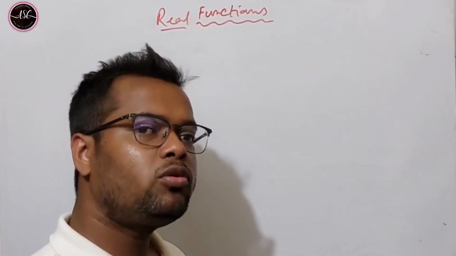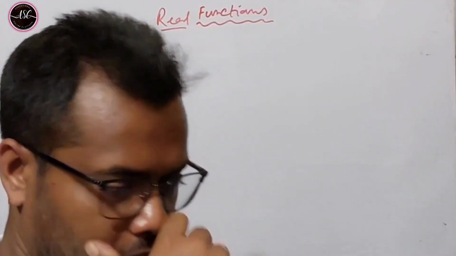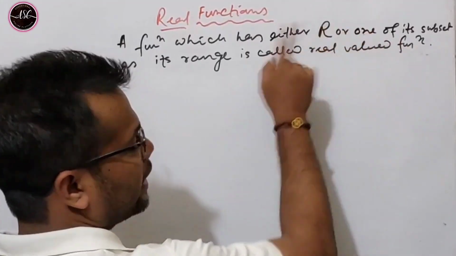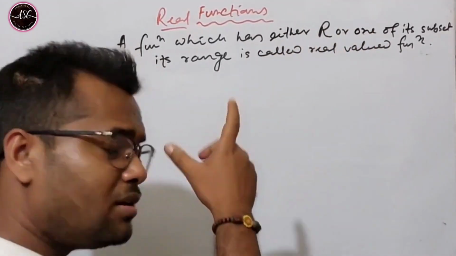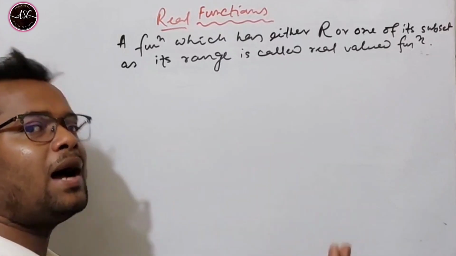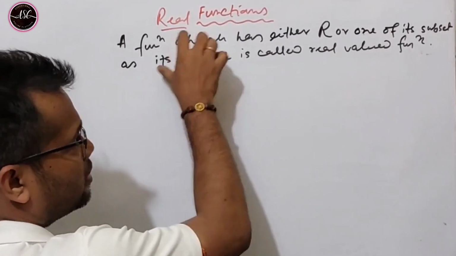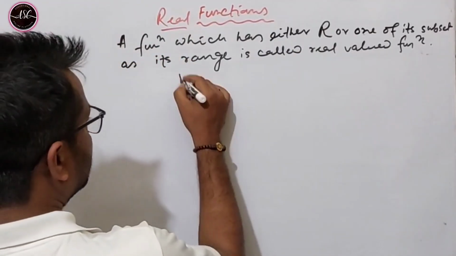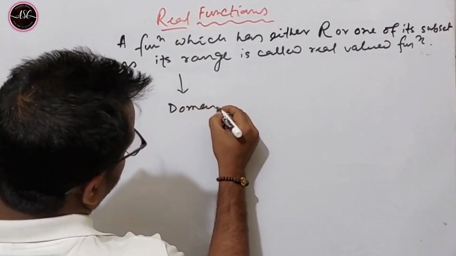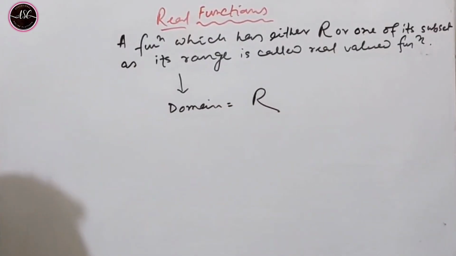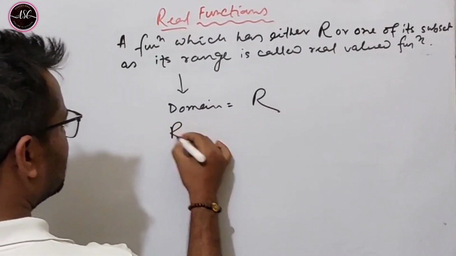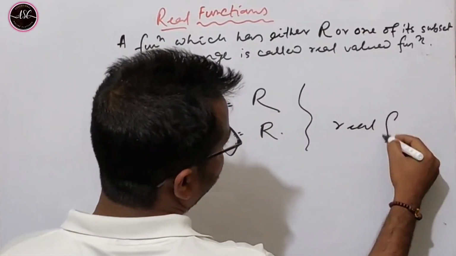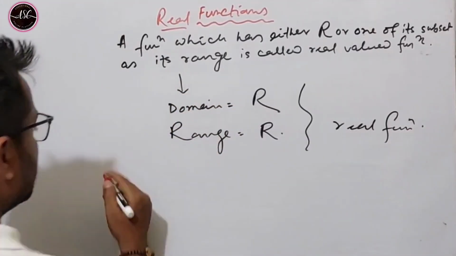We now learn about the real function. What is the real function? Okay, in a real valued function the range is R, or a subset of R is its range. Then the function is called a real valued function. Okay, so in this function the domain will be R, that means the set of all real numbers, and the range will be R. Okay, then the function is called a real function.